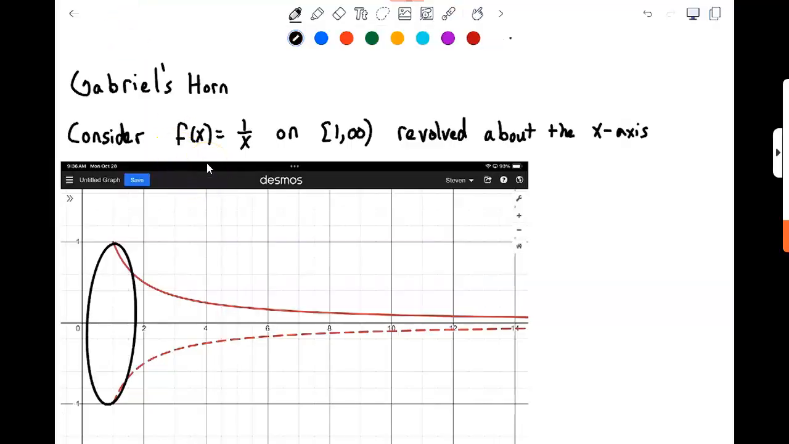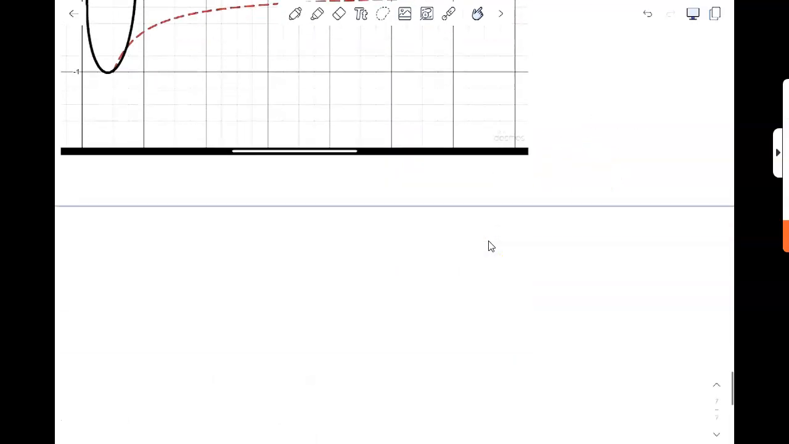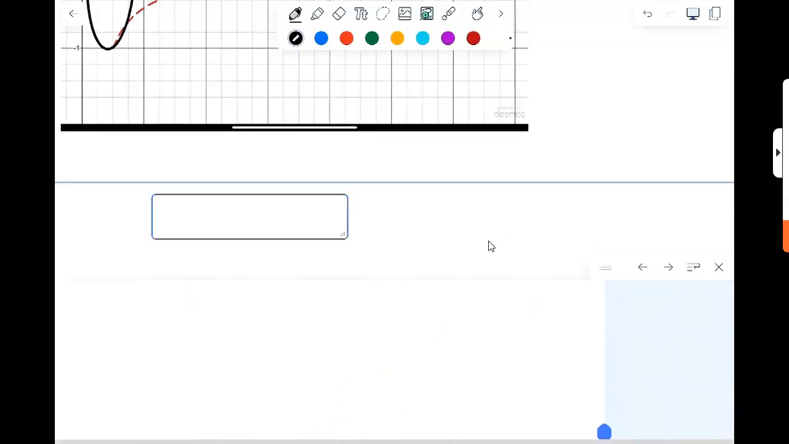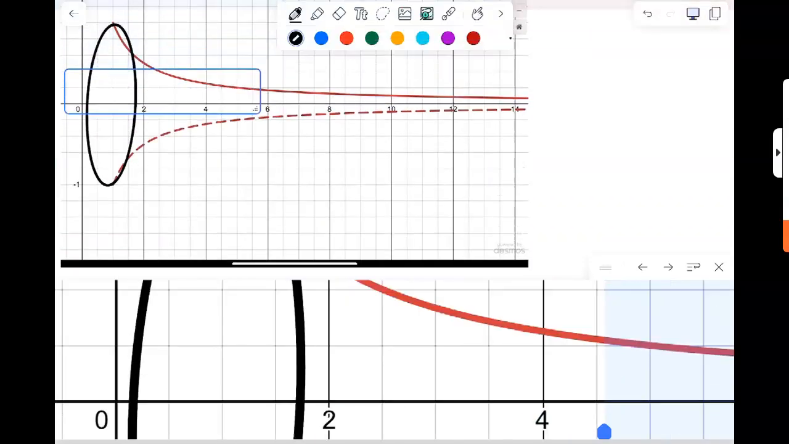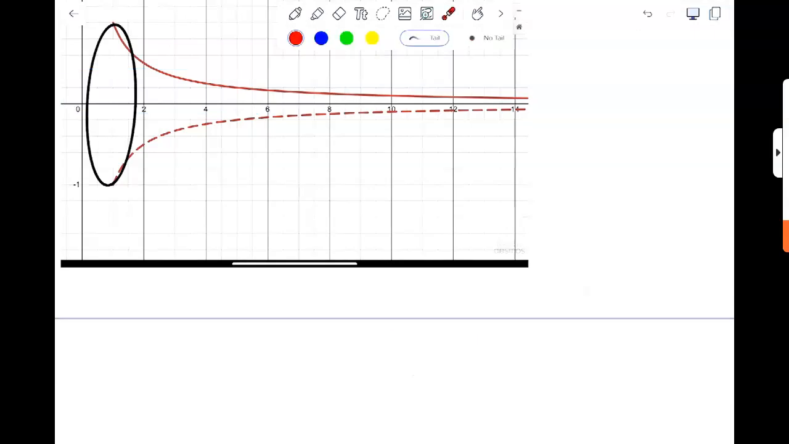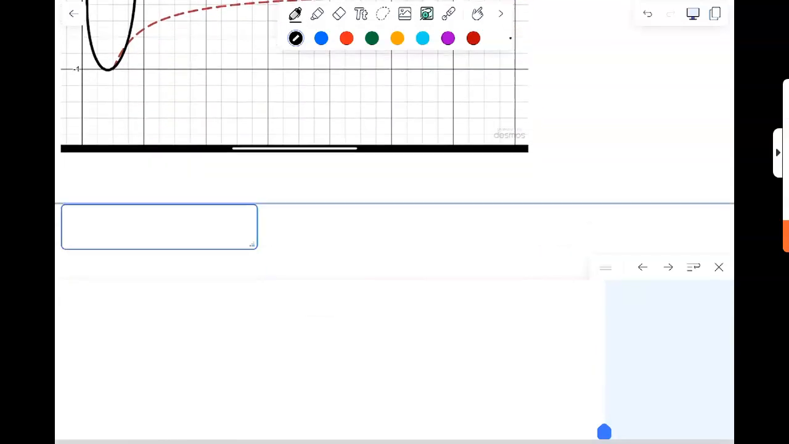So first, let's talk about the volume of this solid. We weren't able to talk about this before because we didn't have infinite integrals. But now we can talk about these integrals as we go to infinity. So let's talk about the volume. Remember, we have two options for volume. And in this case, the disk method is definitely the best approach, since we can very easily measure perpendicular to the axis of rotation. That's just going to be our function there. So the disk method works best for volume here.